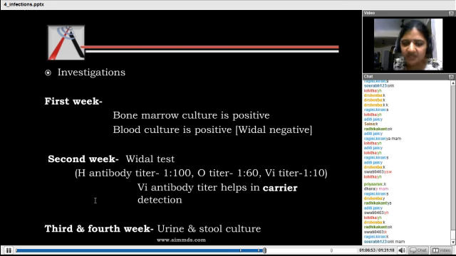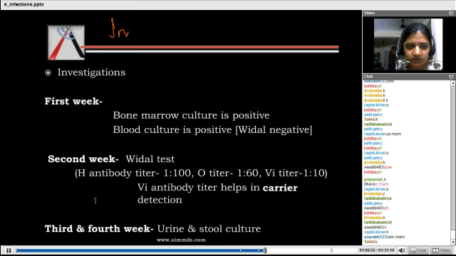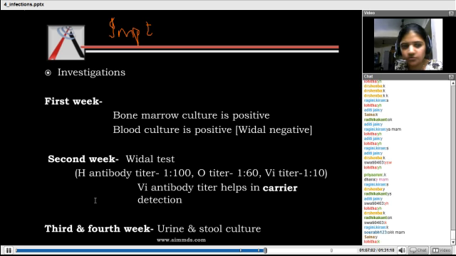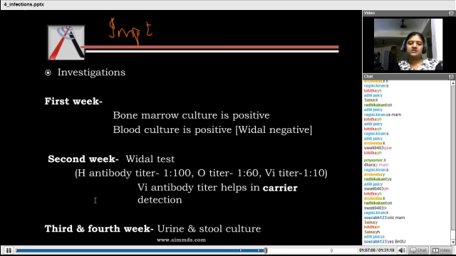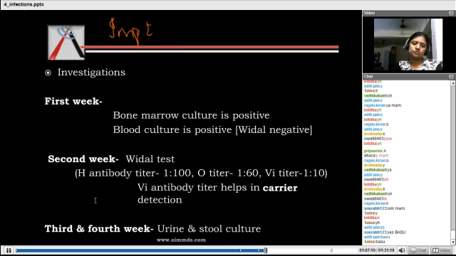Let's go to the investigations, and I think this is what is very important for you guys. Something that I have already told on Facebook. So you guys should be giving me what the mnemonic for this is. What is the mnemonic for investigations? Yes, Basu.